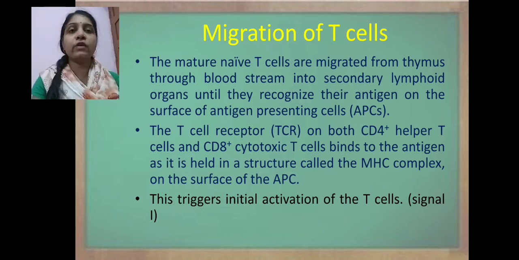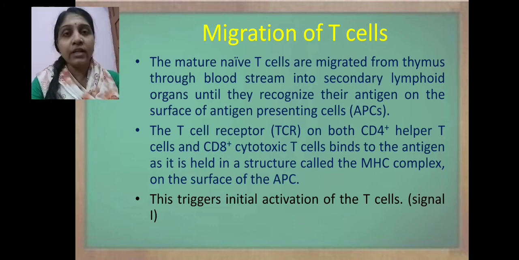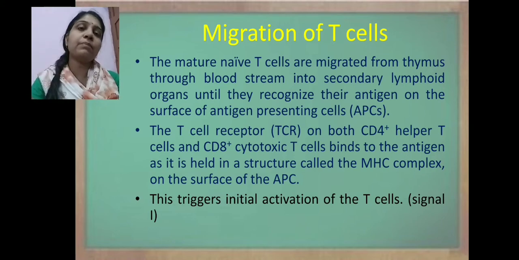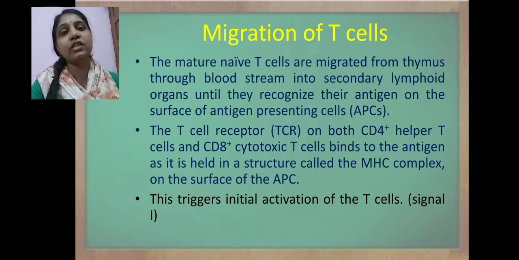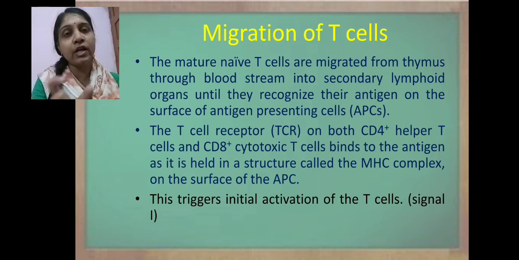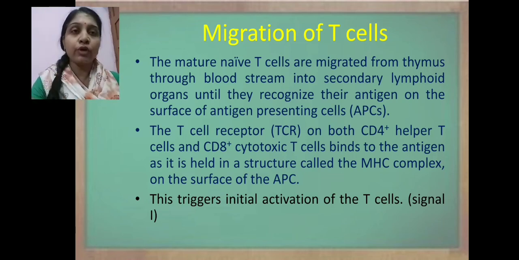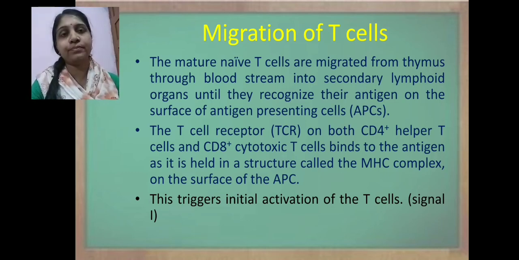Now the first event for the activation of the T lymphocytic cells is that the T cell receptors, which are present on the surface of the T lymphocytic cells, interact with the MHC peptide which is present on the surface of the antigen presenting cell. It is the first signal for the activation of the T lymphocytic cells. It is the initial stimulation to bring these naive T cells into the activation stage.